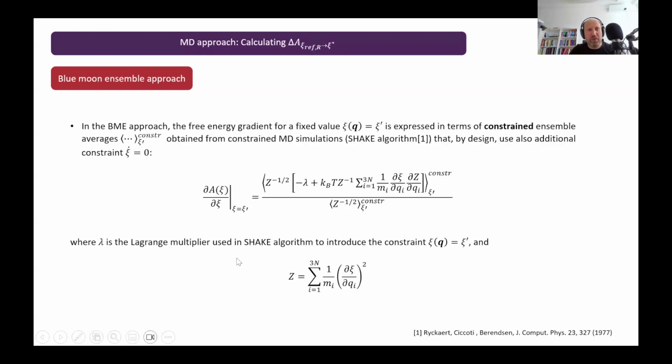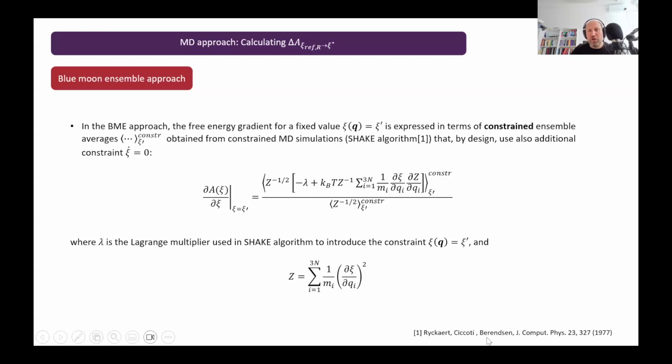So in the Blue Moon Ensemble approach, we compute free energy gradients in a series of constrained molecular dynamics simulations. The constraints are implemented via the SHAKE algorithm. And in the SHAKE algorithm, when we fix the value of psi, we at the same time also fix the value of the associated velocity, and we fix it at 0. So this generates different kinds of ensembles, which are here distinguished from conditional averages using this label, constraint averages.